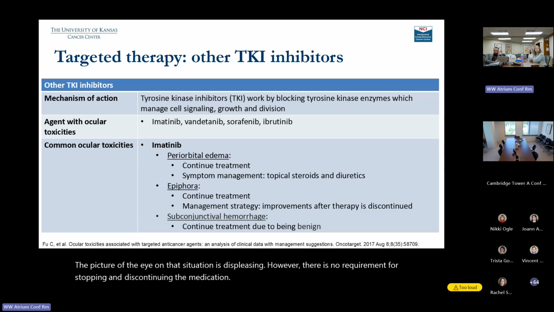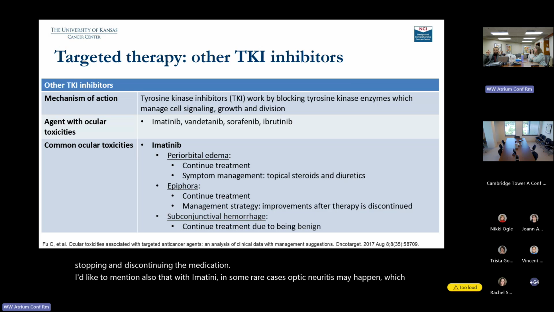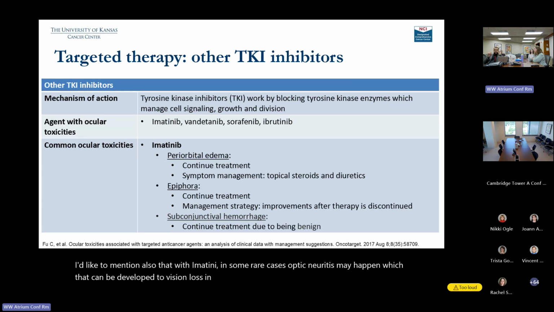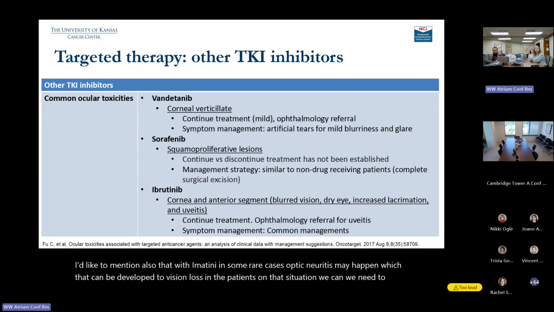I would also like to mention that with imatinib, in some rare cases, optic neuritis may happen, which can develop into vision loss in the patients. In that situation, we definitely need to discontinue the medication.